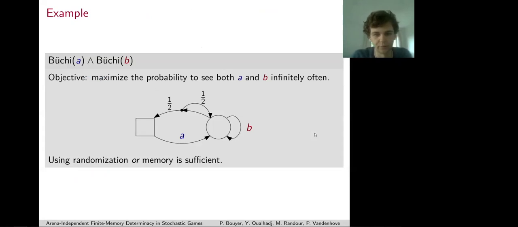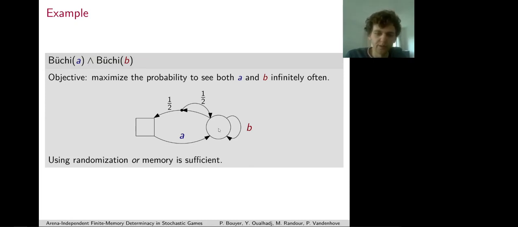So let us consider a small example. Here we assume that player 1 wants to maximize the probability to see both A and B infinitely often. And in this arena, player 1 can actually guarantee that with probability 1, both A and B will be seen infinitely often. So we could actually call this objective Büchi A and Büchi B, to use a name from the literature. And there are two natural ways to do that.